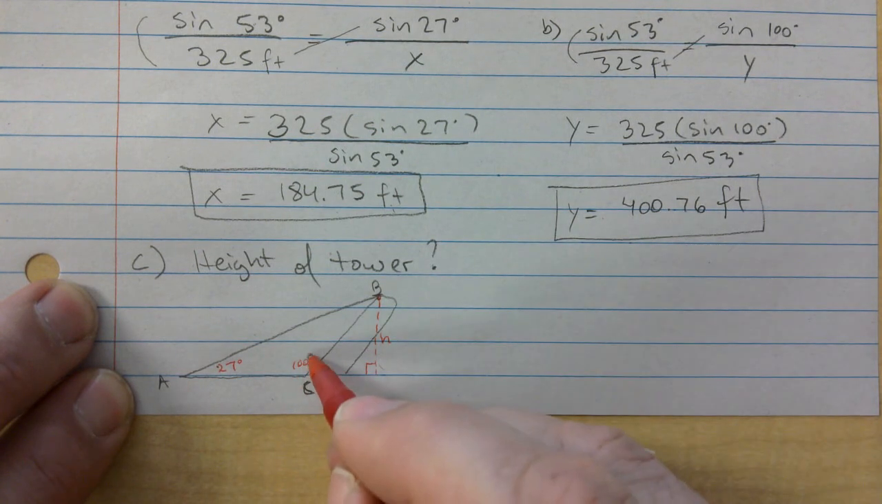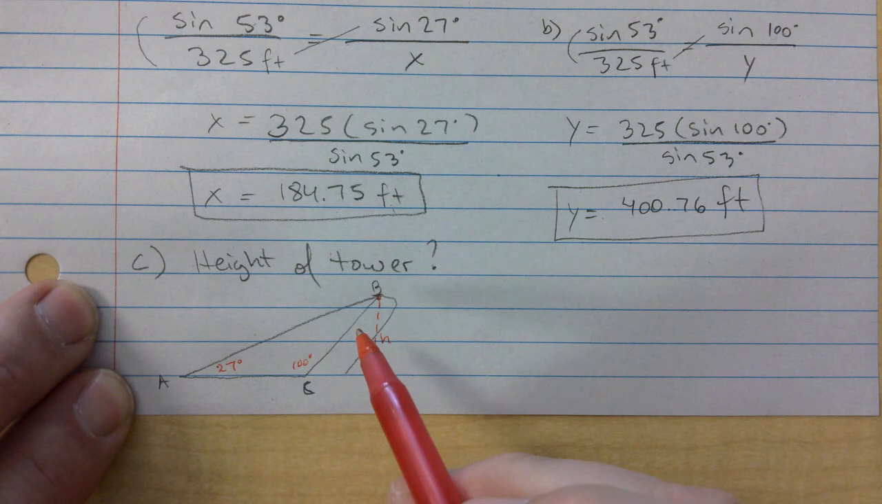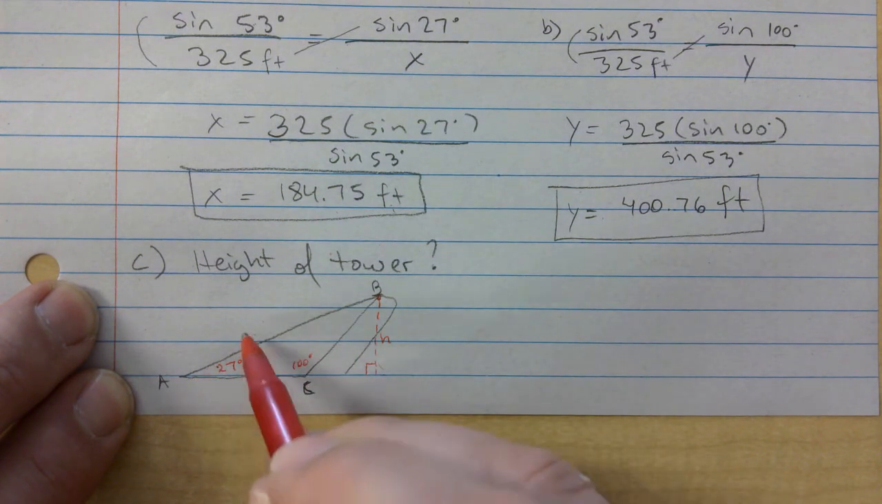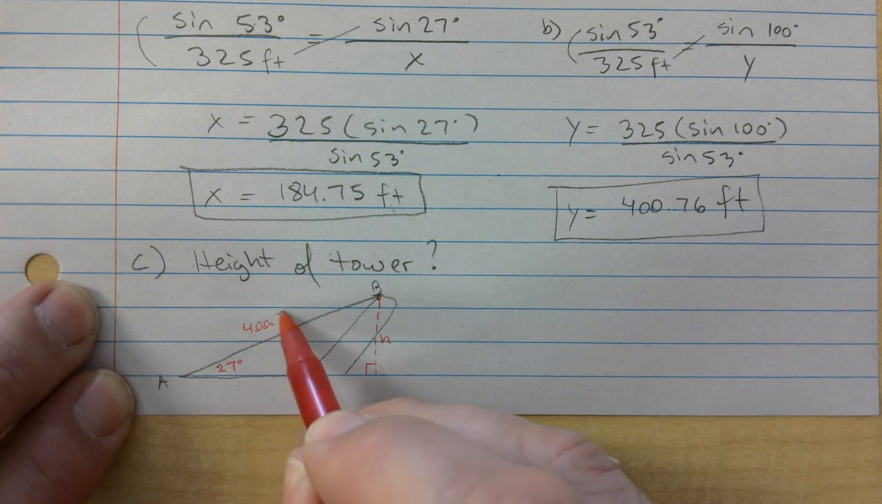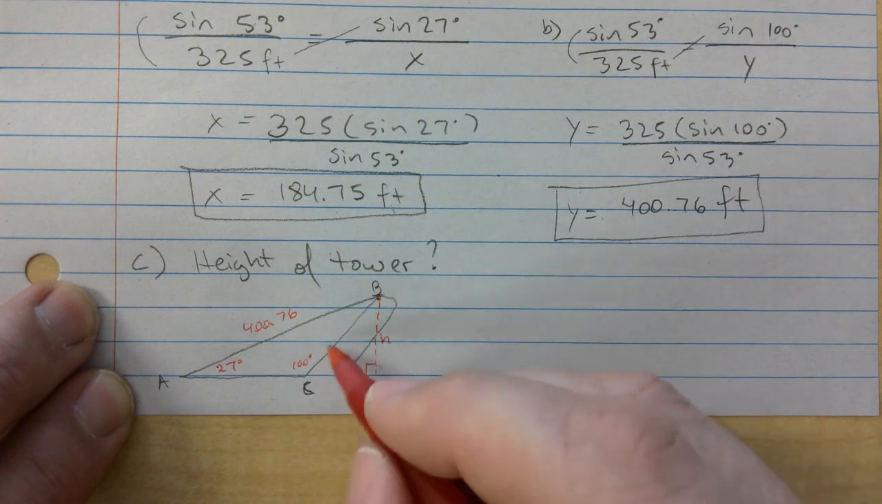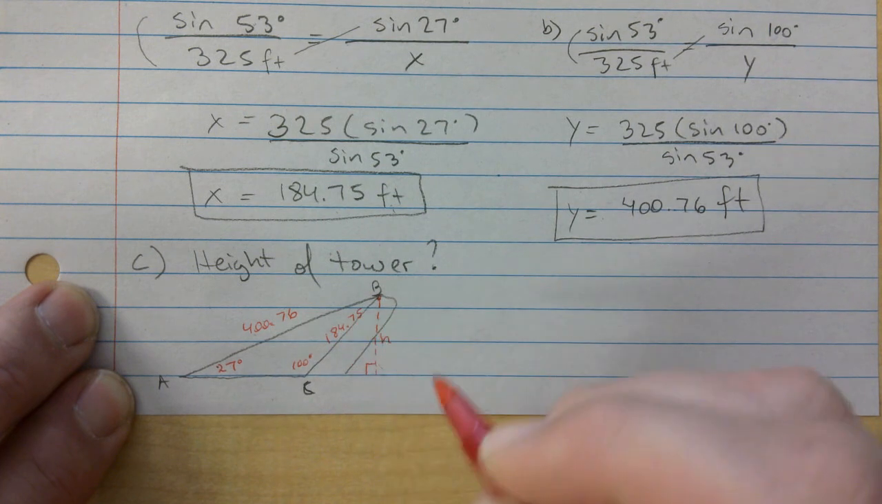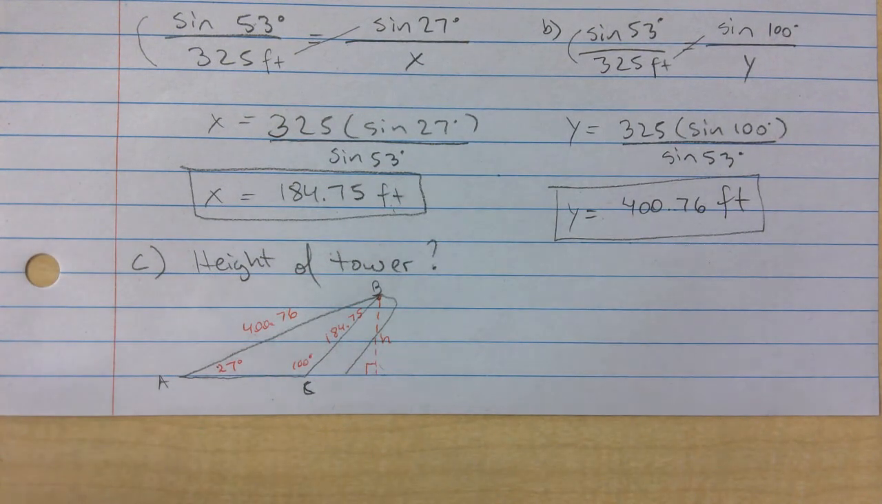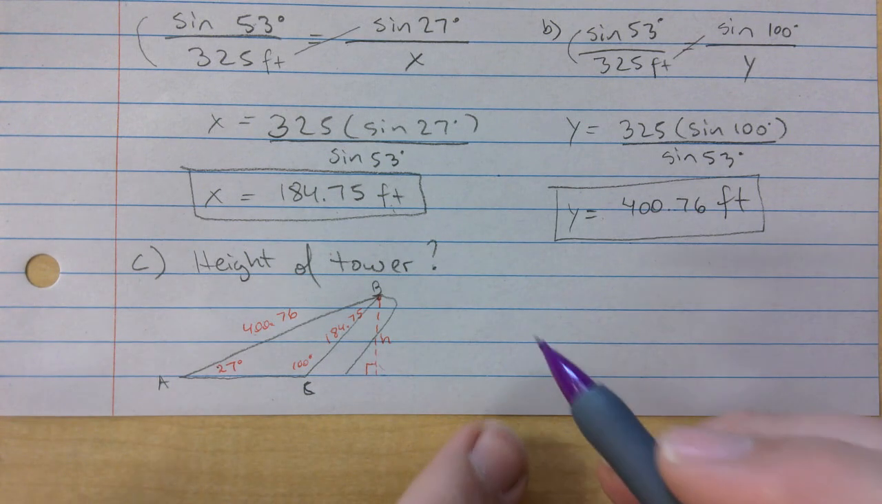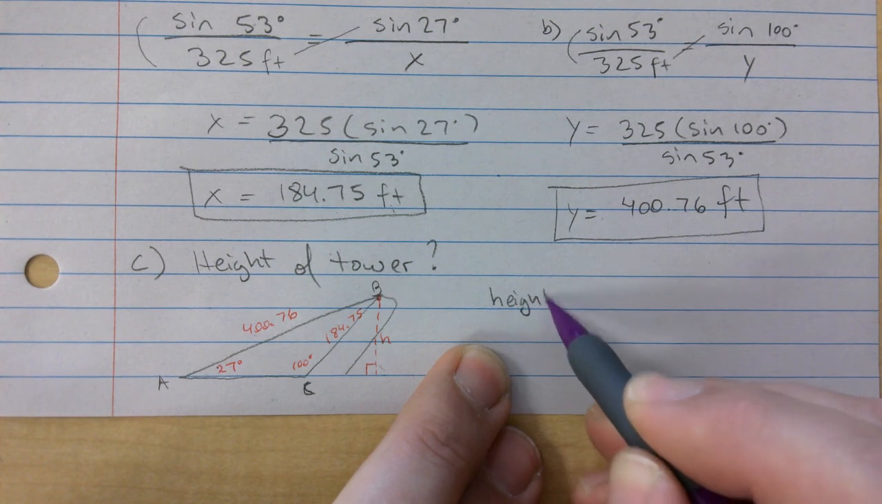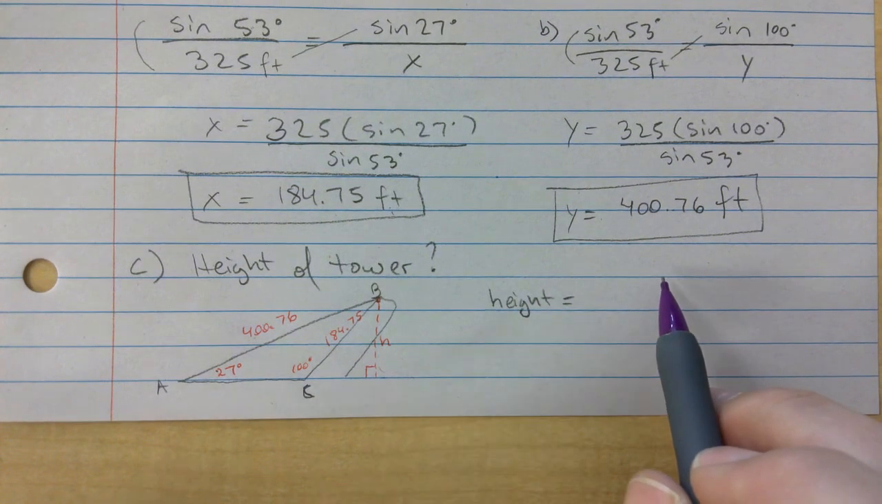We figured that out. I'm not going to worry about the top angle. But we now know that y here is 400.76. And we know that this side is 184.75. And now we do the shortcut. Height. There are two ways of doing this. It will be slightly off because of rounding.